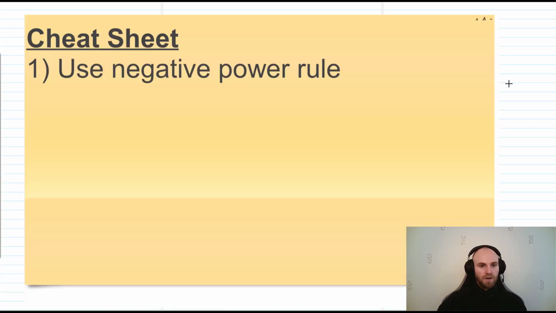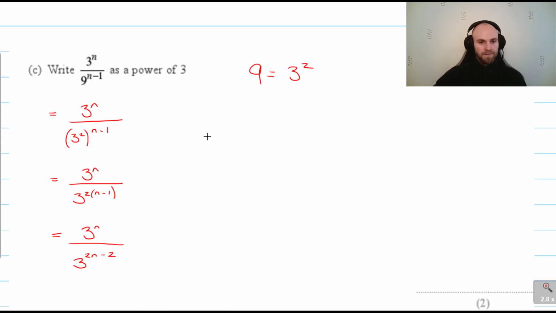Okay. So we have 3 to the power of n divided by 3 to the power of 2n minus 2. So I'm going to put 3 to the power of n minus, and I'm going to put this in brackets just so we don't get confused. It's going to be to the power of 2n. So 3 to the power of n, subtract this.